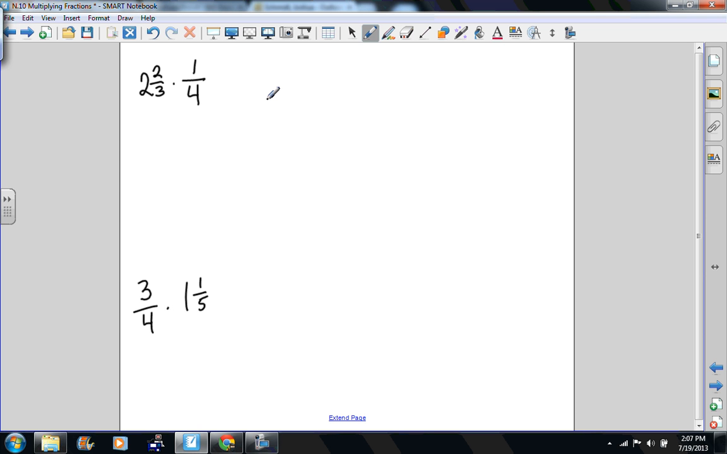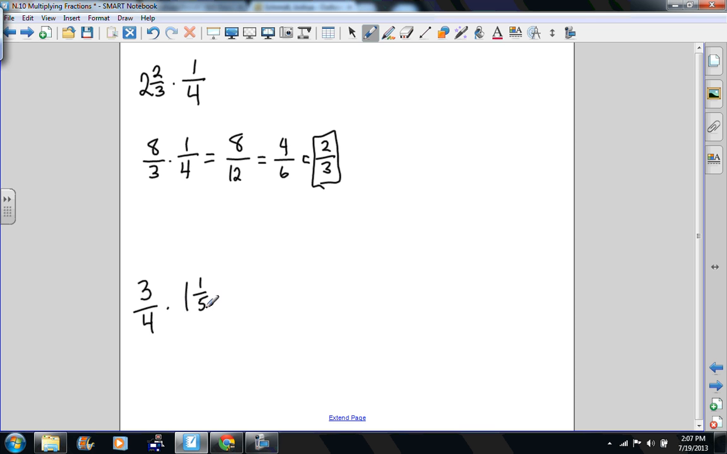Now, if we have mixed numbers, once again, we need to turn those into improper fractions before we start. And we remember that 2 times 3 is 6, plus 2 is 8. So we get 8/3 times 1/4. And now the shortcut is to simply multiply across. 1 times 8 is 8. 3 times 4 is 12. We can simplify this fraction by dividing by 2. So we get 4 over 6 and then 2 over 3. Now we can't simplify any farther, so there's our answer.